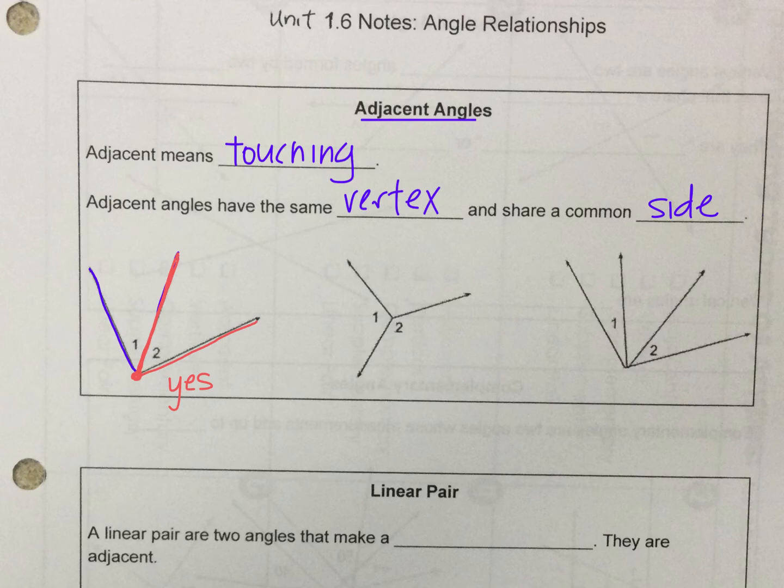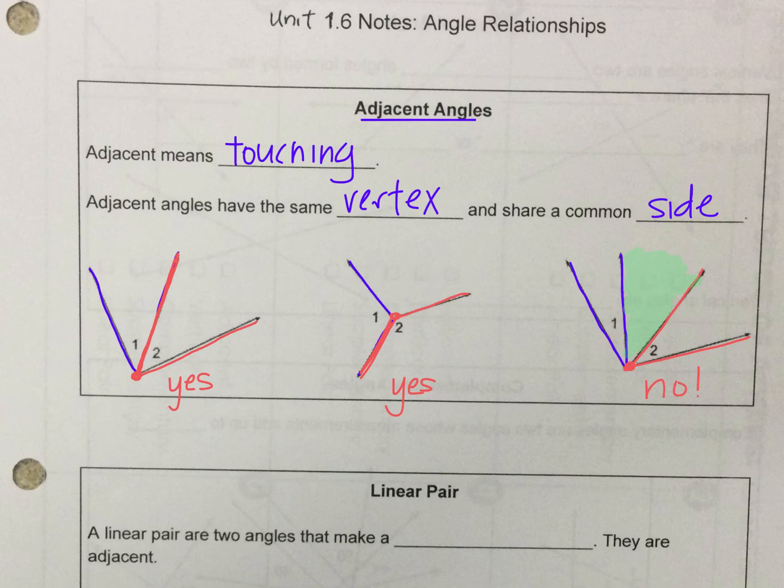Let's look at the next one. I have angle 1 right here, and I have angle 2 right here. Well, they're sharing a vertex. They share that side, so yes, they are adjacent. All right, let's look at this angle 1 right here and angle 2 right here. Well, they share a vertex, but that purple and the red are not touching. There's this huge gap between them. So they're not touching, so these are not adjacent angles.